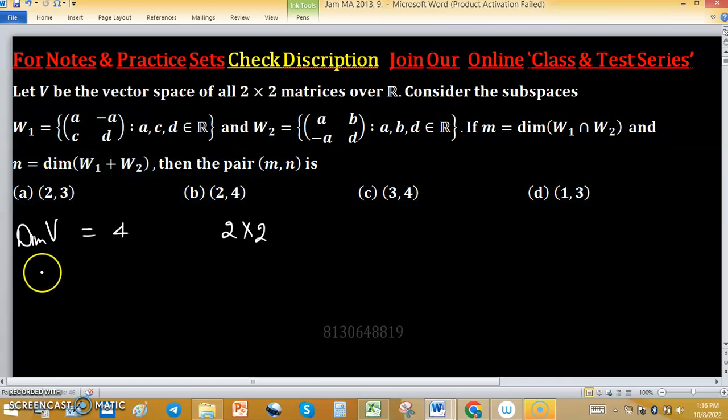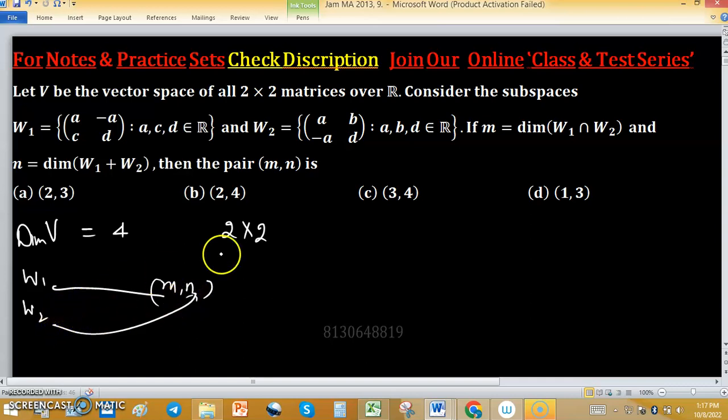Consider two subspaces, W1 and W2. If m is the dimension of the intersection and n is the dimension of the sum of the subspaces, then we have to find the ordered pair (m, n).